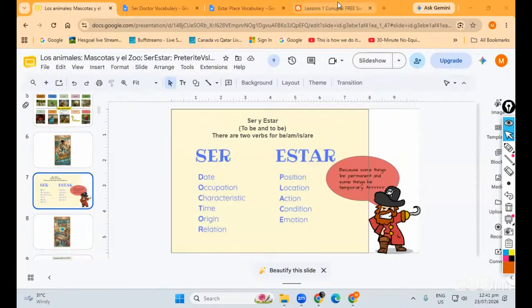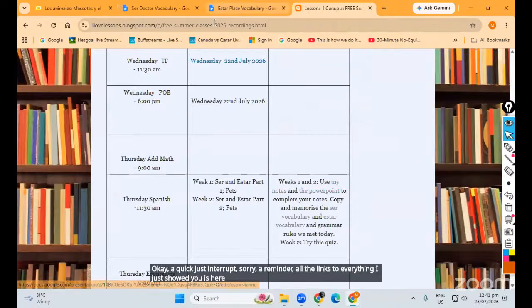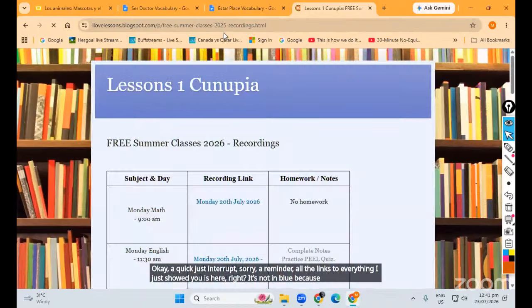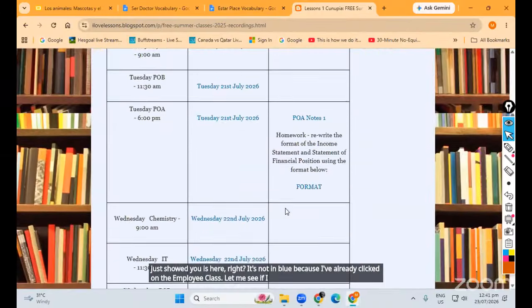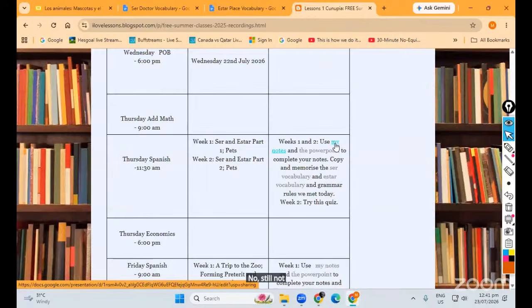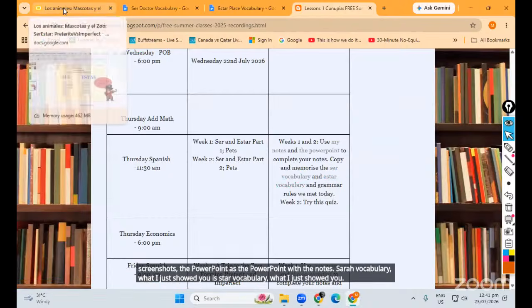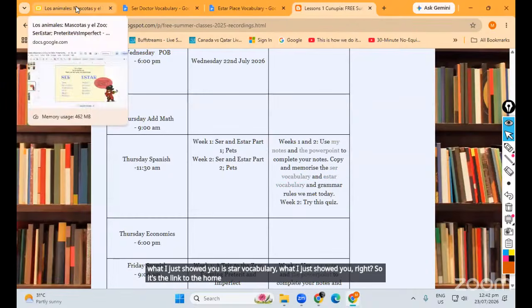Okay, a quick interrupt, sorry. A reminder, all the links to everything I just showed you is here, right? It's not in blue because I've already clicked on them for the class. Let me see if I refresh it. Will it be in blue? No, still not. It's in gray right now. My notes, this is where I've been putting the screenshots, the PowerPoint with the notes. Ser vocabulary, what I just showed you, is here, estar vocabulary, what I just showed you, right? So it's the link to the homework page and you'll get everything there.